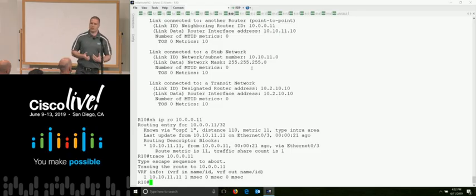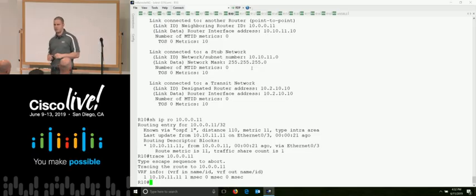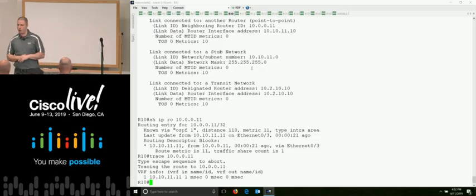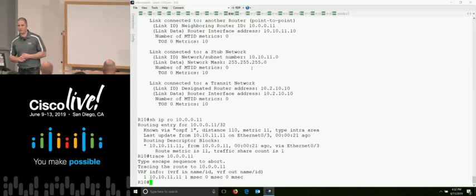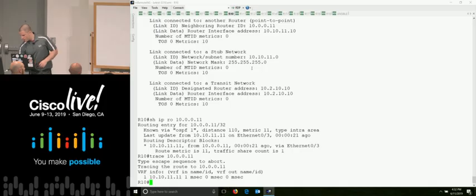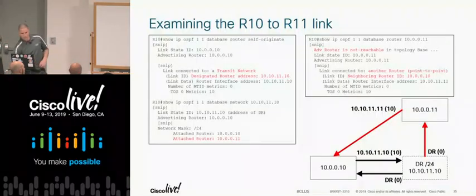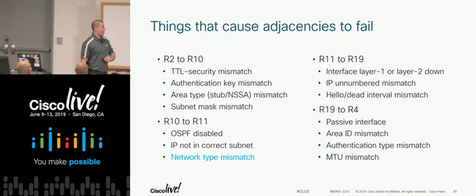This was kind of an interesting issue because the neighbor was up. We didn't get some obvious message about hello timers mismatched or authentication key was wrong. I don't want to talk about that. So that is why I thought that was an interesting issue.